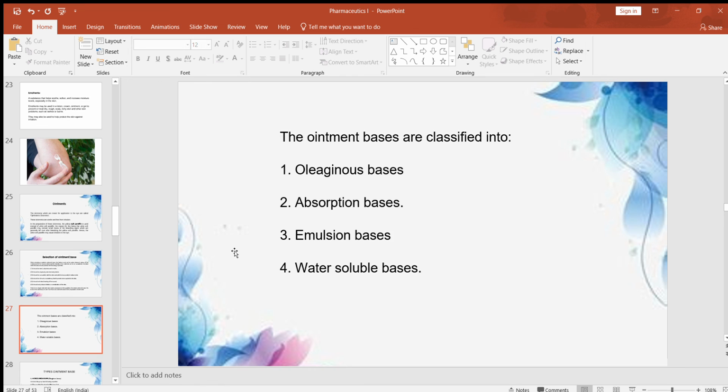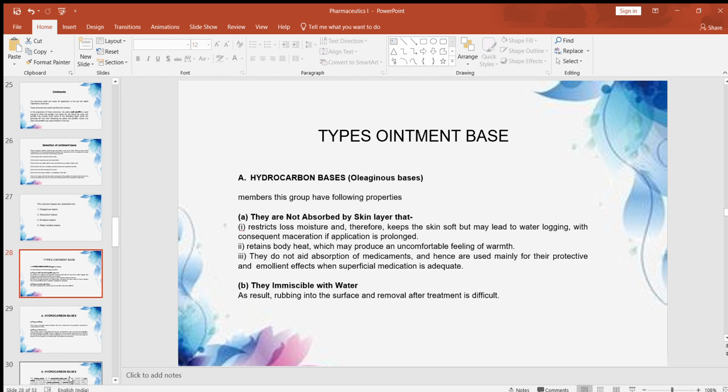Which is it? Can anyone read it out? Come on, quickly. Oleogenous. Oleogenous, yes. Okay. You have to remember this.